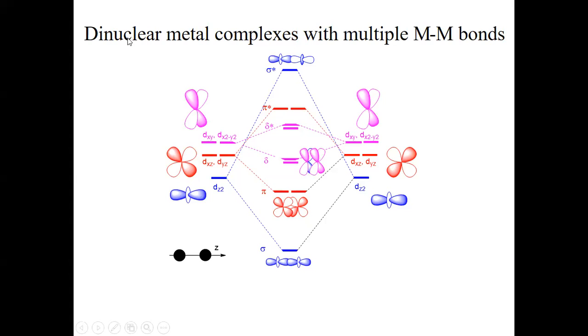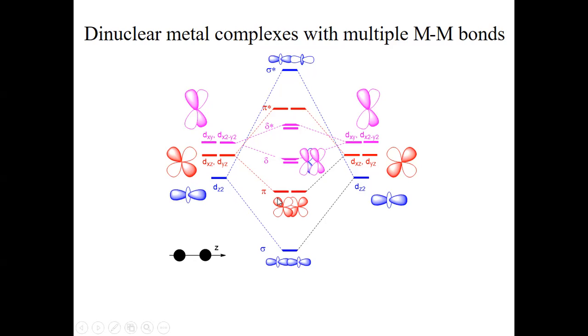So let us now look at dinuclear metal complexes with multiple metal-metal bonds. Let us start with very general considerations, and let us ask, when two organometallic fragments interact and make metal-metal bonds, what's the maximum bond order that we could theoretically expect?